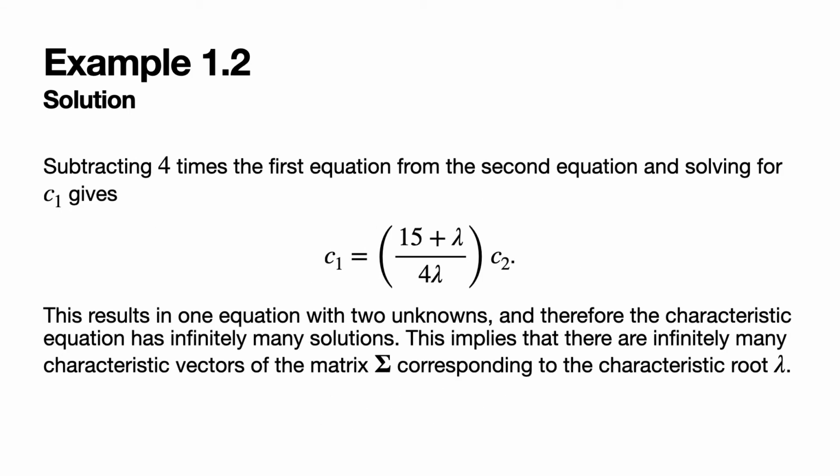Now, subtracting 4 times the first equation from the second equation and then solving for c1 gives this equality: c1 equal to (15 plus lambda) all over 4 times lambda, times c2. So this is one equation with two unknowns, and therefore the characteristic equation has infinitely many solutions. This implies that there are an infinite number of characteristic vectors of the matrix cap sigma corresponding to this characteristic root lambda.